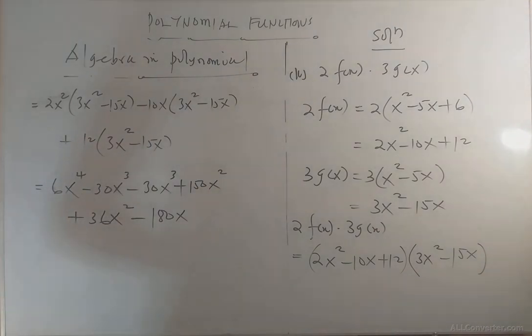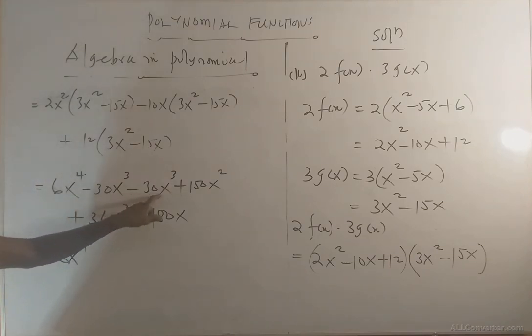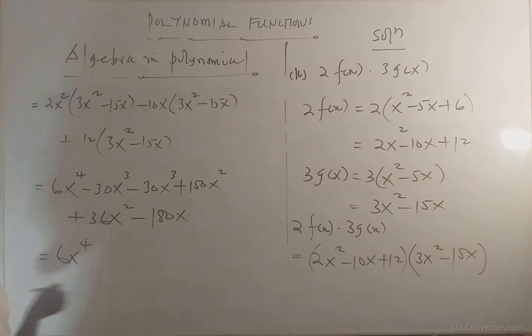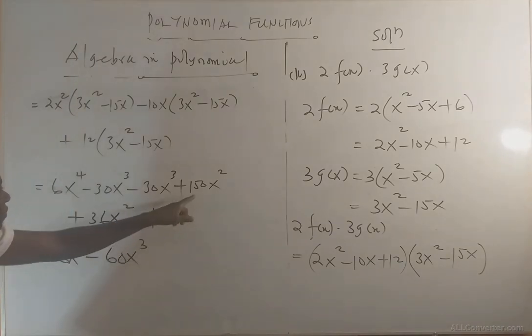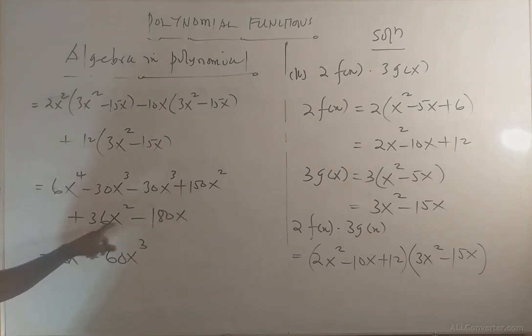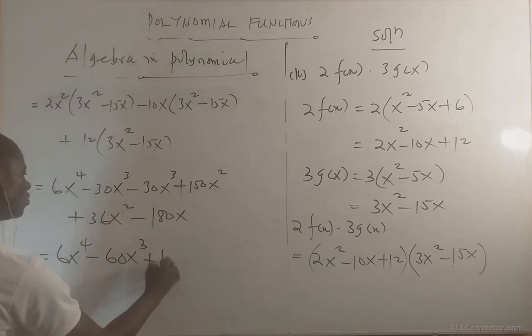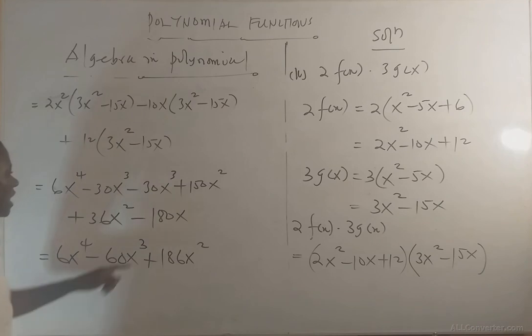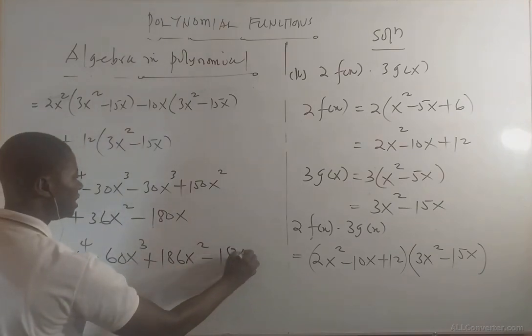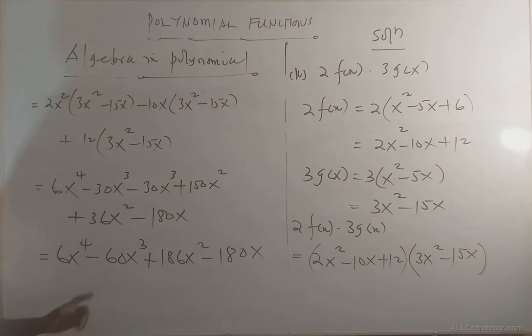So we now simplify. Now we check the like terms. The only x exponent 4 term is 6x exponent 4. Then let's check the cubed terms. We have minus 30x cubed and minus 30x cubed. So minus 30 minus 30 will give us minus 60x cubed. Then let's check the x squared terms. We have 150x squared, then we have another 36x squared. When we add 150x squared to 36x squared, we are going to have 186x squared. And the only x term we have is minus 180x. So this will be the solution to the second part of the question.